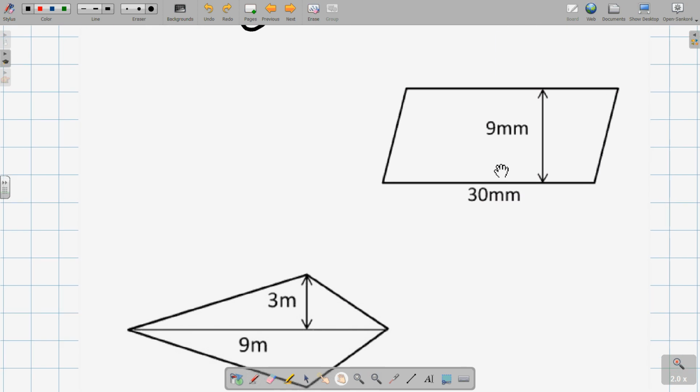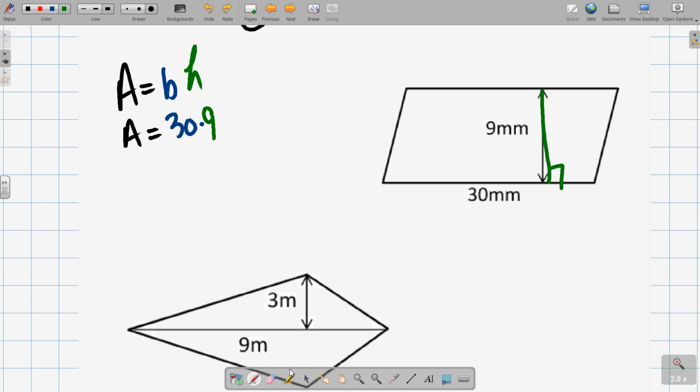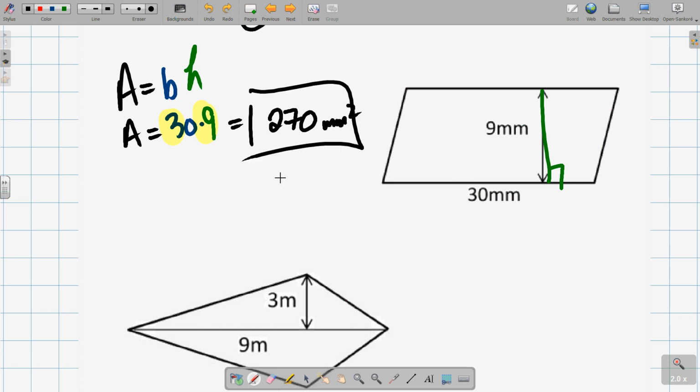Down here, that is a parallelogram, area equals base times height. The base is 30 times the height, which makes that right angle, is 9. Don't touch a calculator, hopefully you didn't. You simply multiply, and we get 270 millimeters squared.